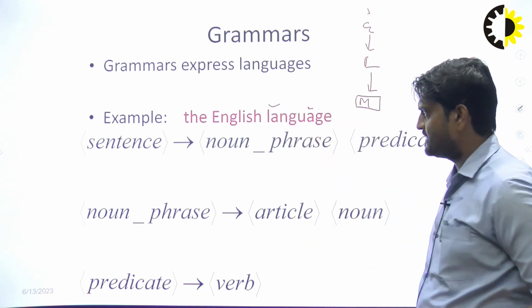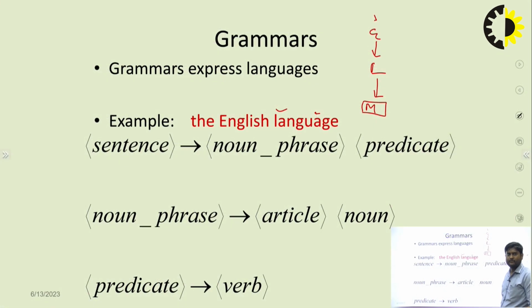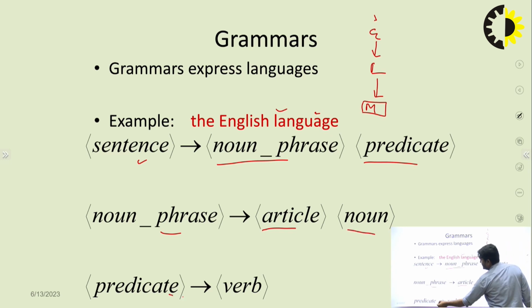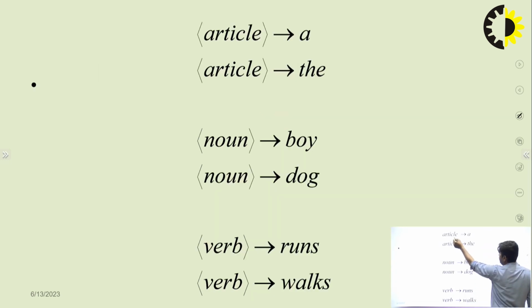Next, as an example, we take English, Hindi, Tamil, and Telugu. Many languages are generated. The set of rules is known as a grammar. We take a sentence that generates a noun phrase and a predicate; the noun phrase generates an article and a noun, and the predicate generates a verb. Here the article terminates with a or the, the noun terminates with boy or dog, and the verb terminates with runs or walks. That is a verb. Many articles and nouns are stored in a dictionary.